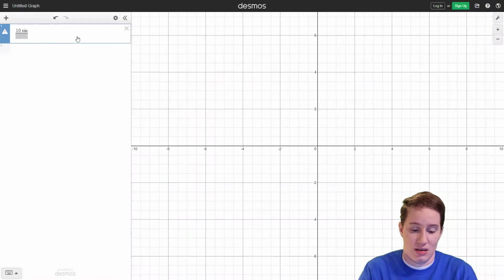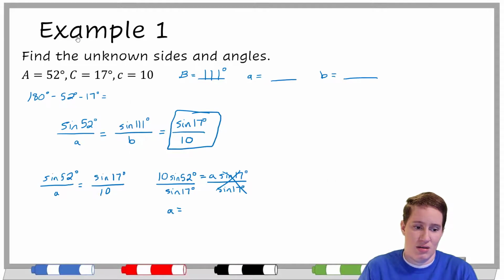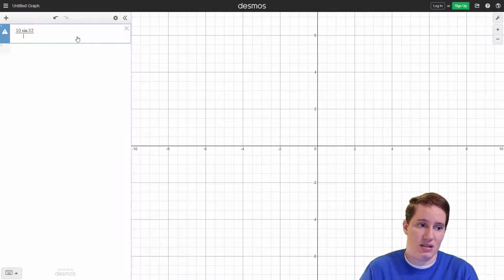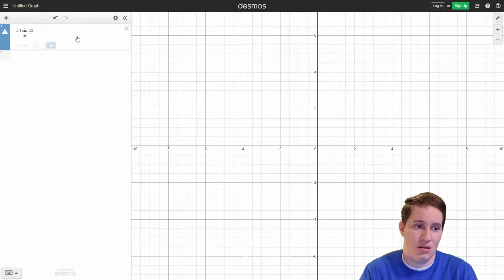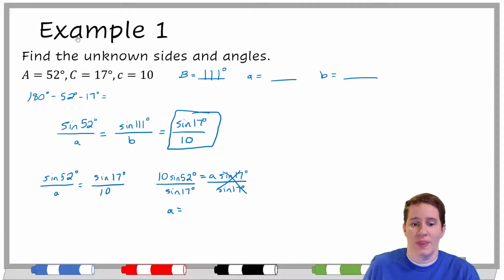10 sine 52 divided by sine of 17 is 26.95. So A is 26.95.